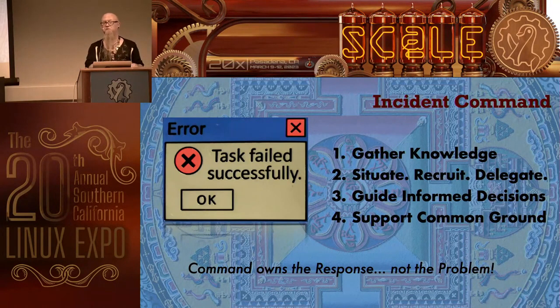And when I say people, it could be teams of people, right? It could be a huge incident. But the command needs to own the response because the command needs to be able to take on those aspects of the incident that are too complicated or too complex for one person to deal with while they're doing something else. Supporting common ground is really important. I have a slide on that later.